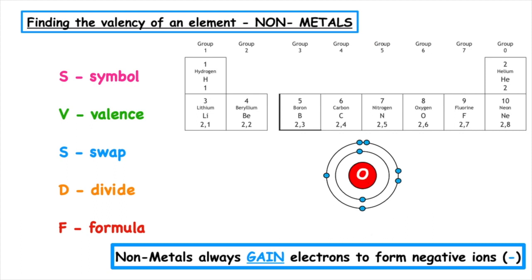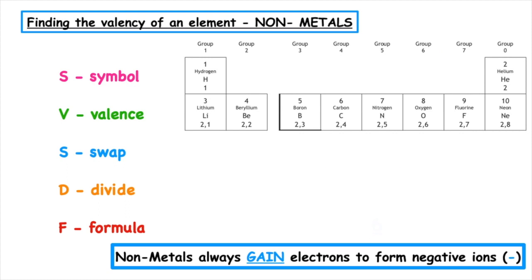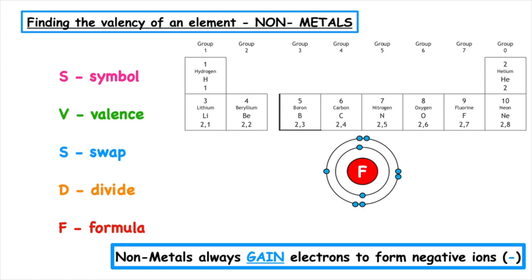Elements in group 6, such as oxygen, which has the electron arrangement 2-6, need to gain 2 electrons to achieve stability. So elements found in group 6 of the periodic table have a valency of 2. Group 7 elements, such as fluorine, which has the electron arrangement 2-7, need to gain 1 electron to achieve stability. So elements found in group 7 of the periodic table have a valency of 1.